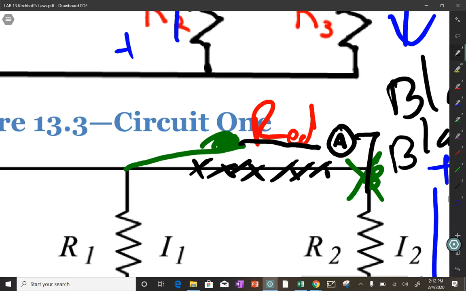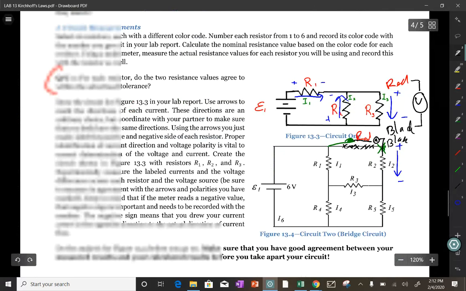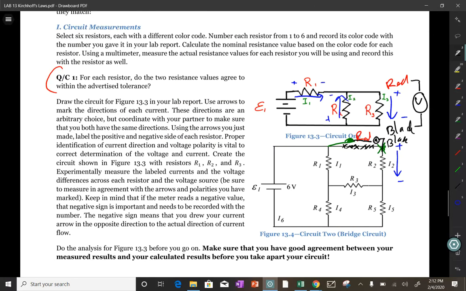Now, let me zoom back out. How many elements do I have in the upper circuit there? 3, right? I have 3 resistors, but not 3 elements. 4 elements. I have the power supply and 3 resistors. So I need to measure the voltage across each one of those and the current through each one of those.